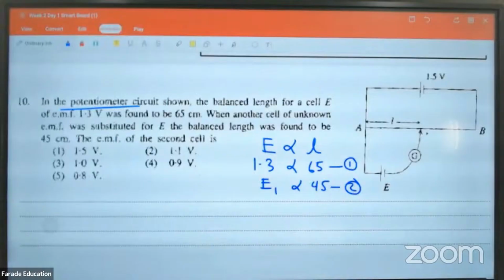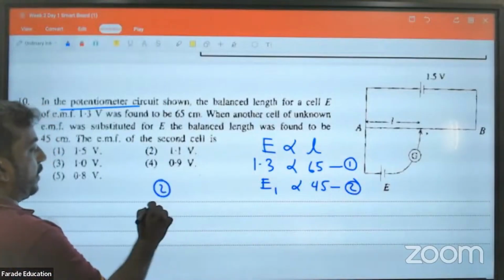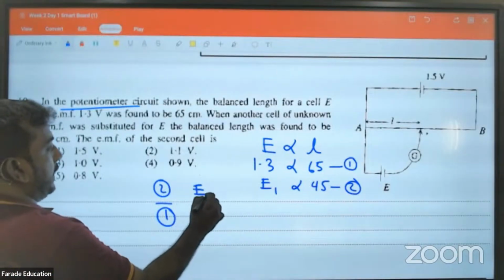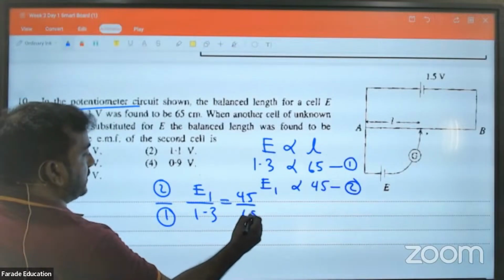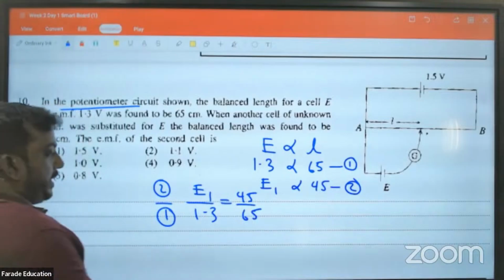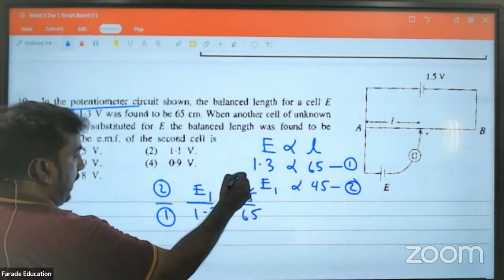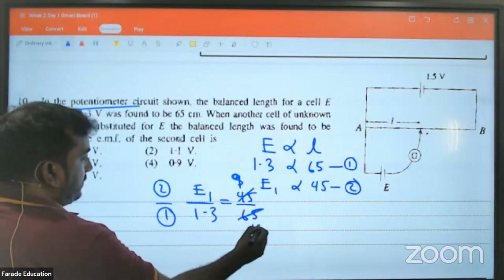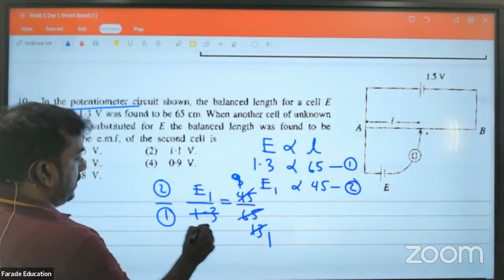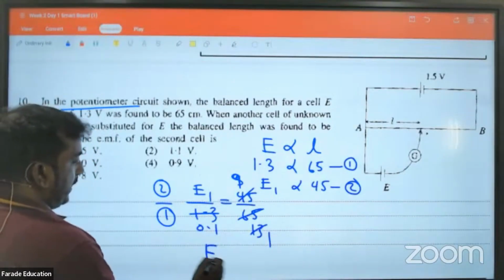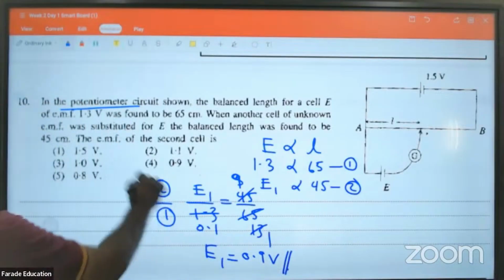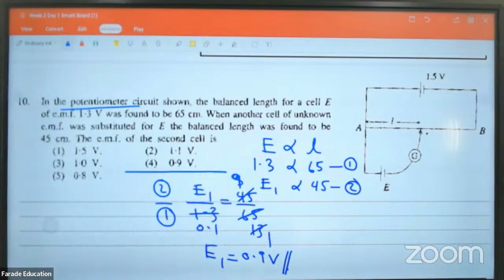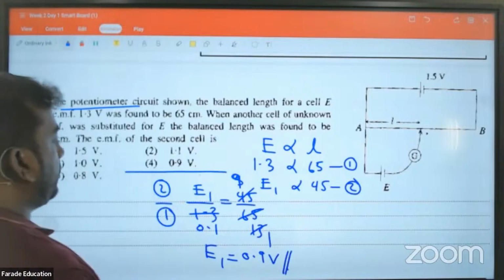What is the second cell? You are dividing the second equation by the first equation. E1 divided by 1.3 equals 45 divided by 65. From here, 5 times 9, 5 times 13, cross multiply. E1 is equal to 0.9 volt. 0.9 volt means answer number 4. The 10th one, answer number 4.